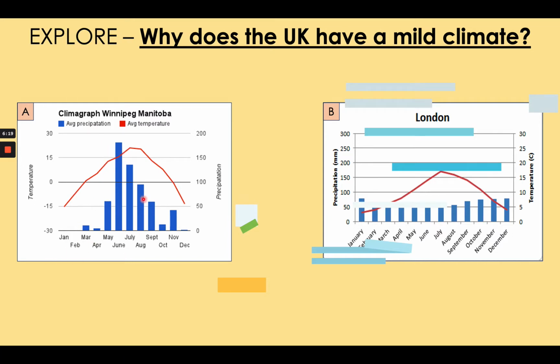Manitoba has big differences in the amount of rainfall between summer and winter, whereas London is very similar throughout the year. So we have to ask ourselves why, because this question relates to this important idea. Why does the UK have a mild climate? A mild climate means when there isn't a very significant change in temperature and rainfall throughout the year, and the temperatures aren't very hot or very cold.